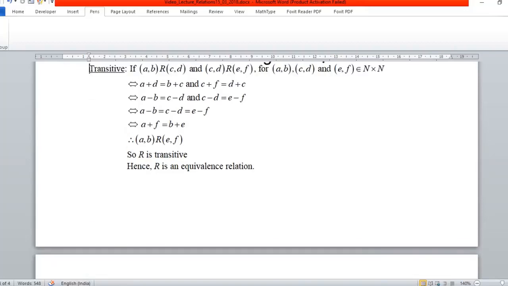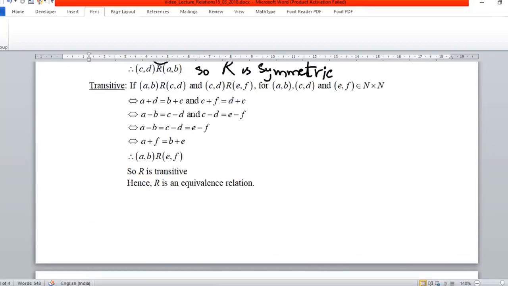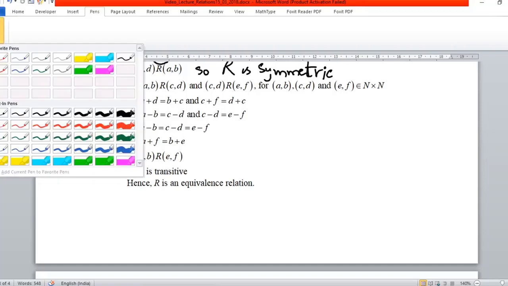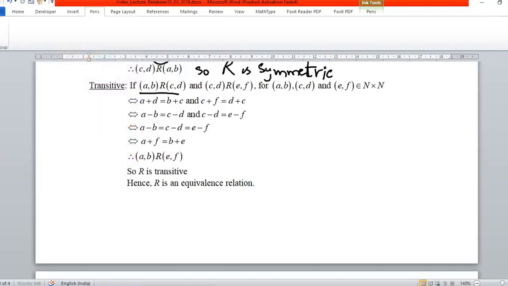Now let us check whether it is transitive or not. If a comma b is related to c comma d in this relation, and c comma d is related to e comma f, for a, b, c, d and e comma f belonging to N cross N.